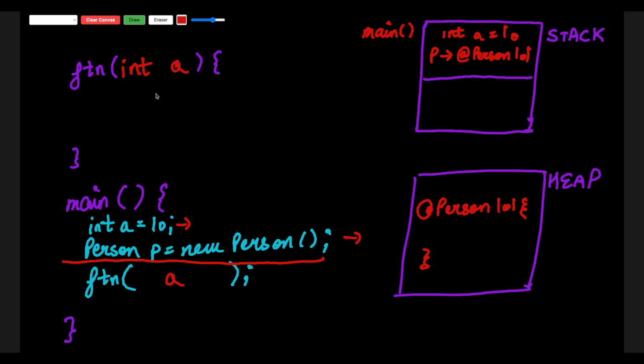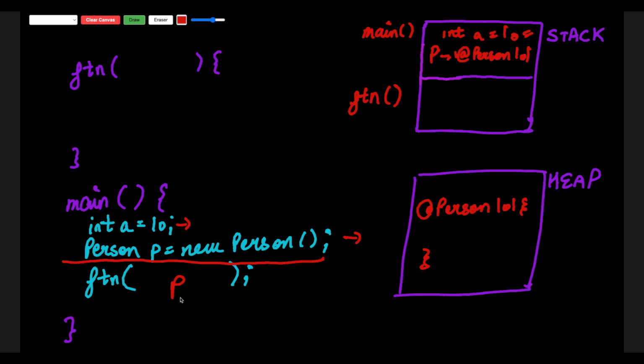In this case, because function ftn is a separate function, a new stack frame will be allocated. So let's say this is the stack frame for the function, and because Java is pass by value, we create a copy of the a variable. So we also have int a equal to 10 over here. And if I change the value of a to 11, then this particular value will be changed to 11 but not this one. Now let's pass the object in the function.